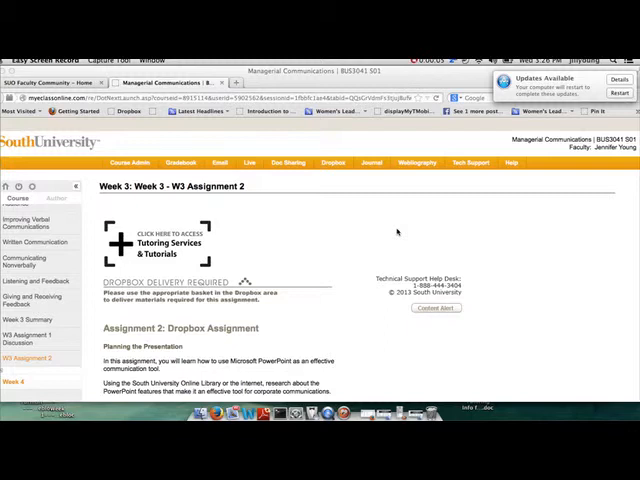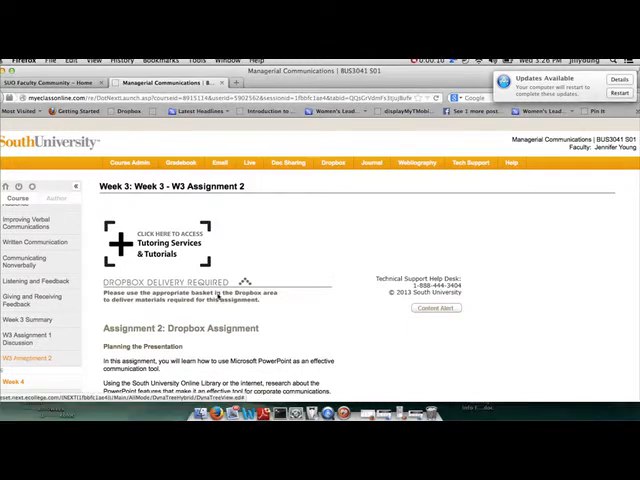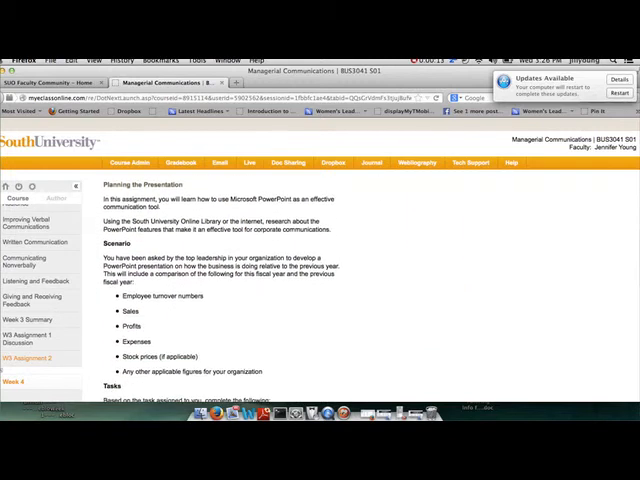I want to talk about assignment 3. I'm sorry, week 3, assignment 2. We're planning. Basically, you're going to learn how to use PowerPoint. You may already know how to use it, but this is a nice exercise to either help you learn it or refresh your skills. So you've been asked by the top leadership in your organization to develop a PowerPoint presentation on how business is doing relative to the previous year. This will include a comparison of the following for the fiscal year and the previous fiscal year.